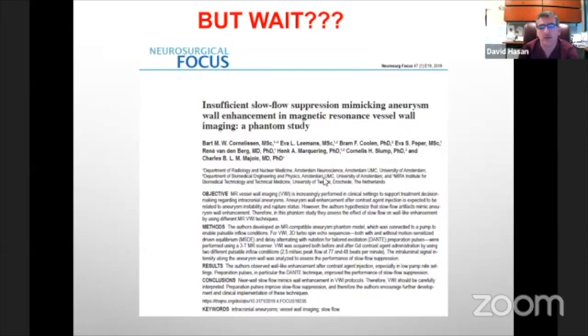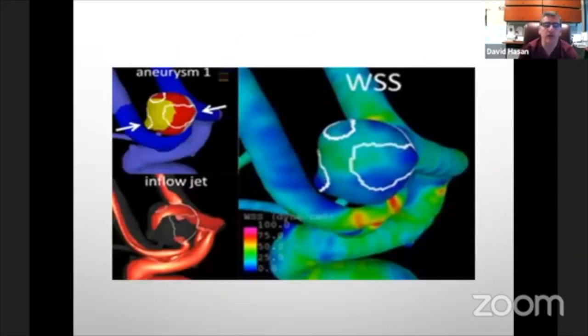Also, our colleagues from the Netherlands showed that the enhancement is really due to low flow, and mainly low wall shear stress. So we did that ourselves, and we collaborated with a group in Germany and also here in the United States. This is an ACOM aneurysm, and you can see here a daughter sac. That daughter sac enhanced on the vessel wall imaging, and when we did the computational fluid dynamics, it corresponded to low wall shear stress.